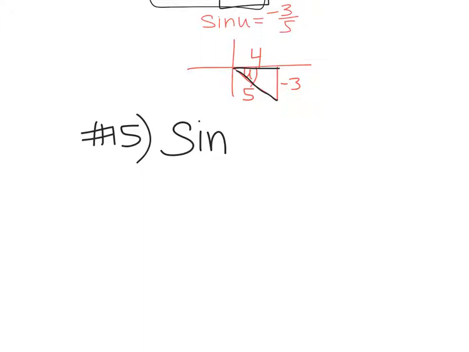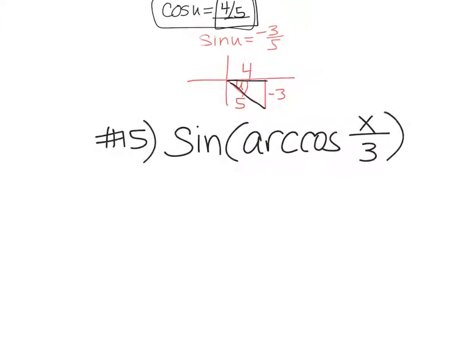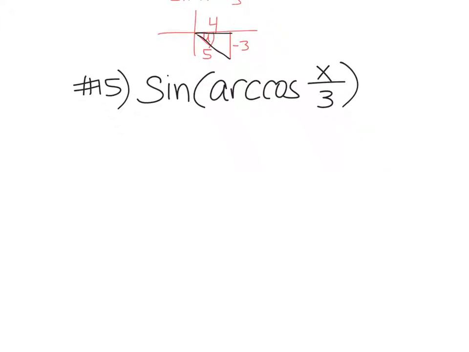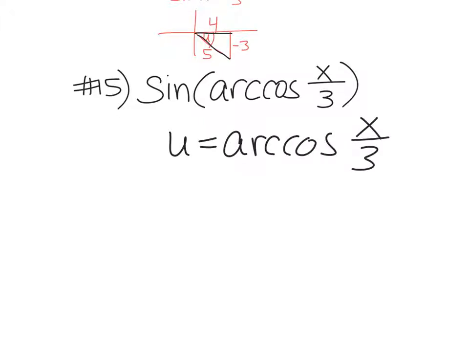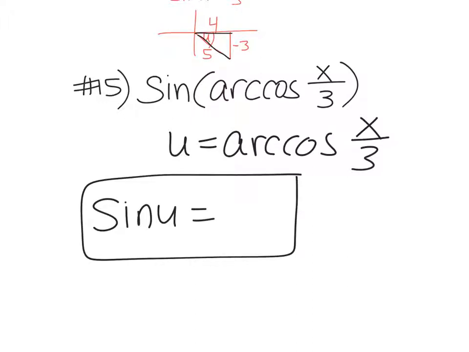All right, sine of the arc cosine of x over 3. And your answer is going to be an algebraic expression in terms of x. You're not going to have a number answer like you did in the other ones. All right, it's the same idea though. It's exactly the same, you're just using letters instead of numbers. So our first step is to let U equal arc cosine of x over 3. So our goal is to evaluate the sine of U. I like to just kind of write that there.